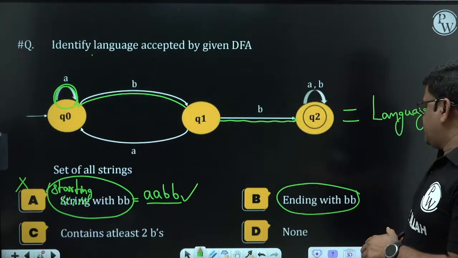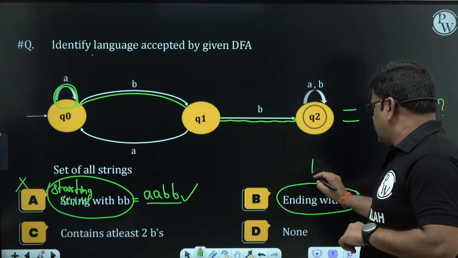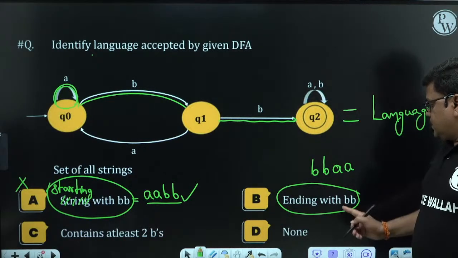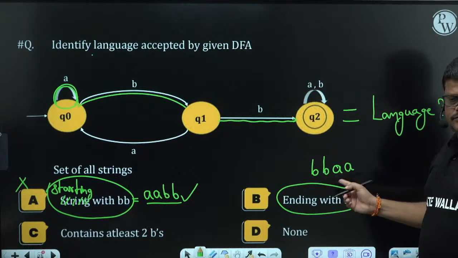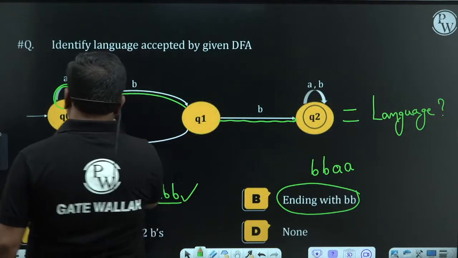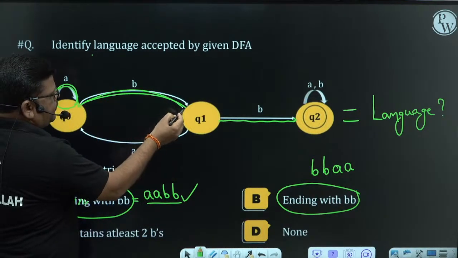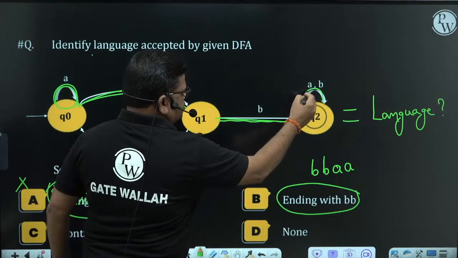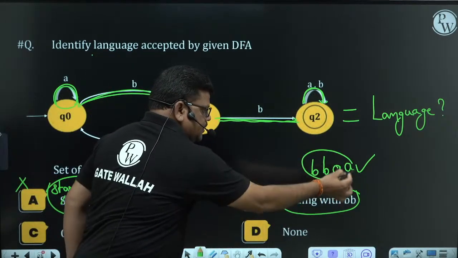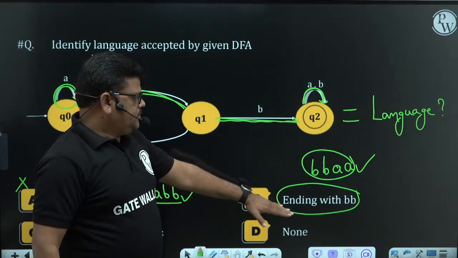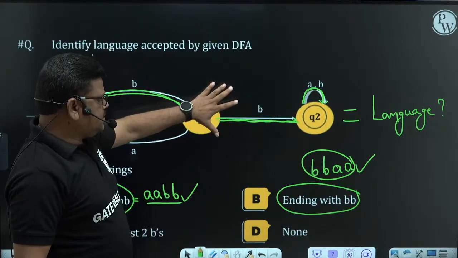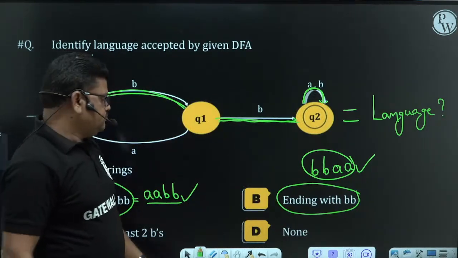Is it true? Let us check. I'll take one string, double B, double A, which is not starting with double B, but accepted by this automata. Check it out. Starting from the initial state, one B, one more B, two A's. This is accepted. This string does not belong to option B. It is ending with double A, while option B is ending with double B. The string not belonging to option B is also accepted, which means this automata and this option are not the same. So B is also not our answer.